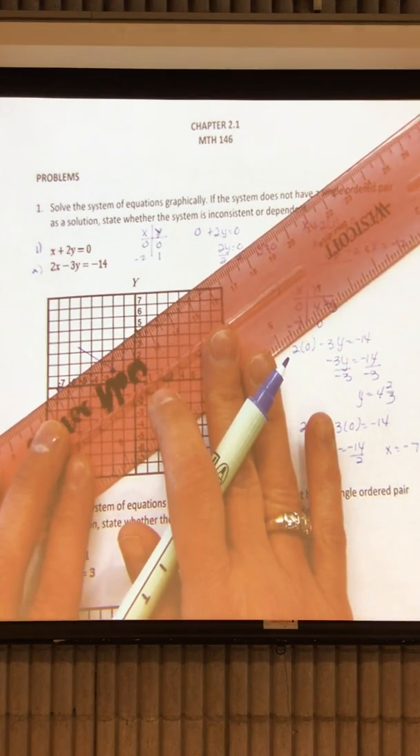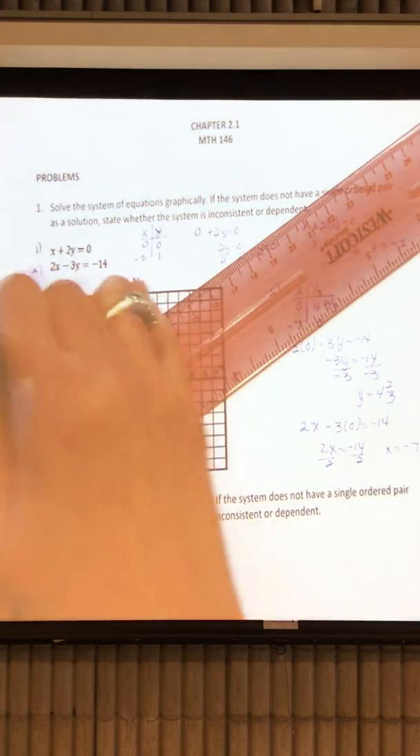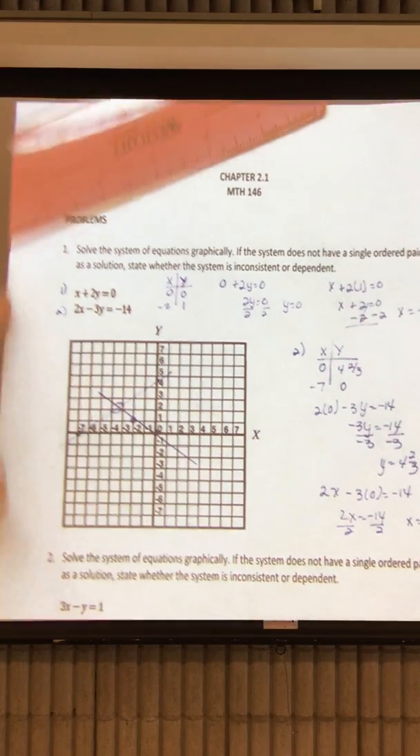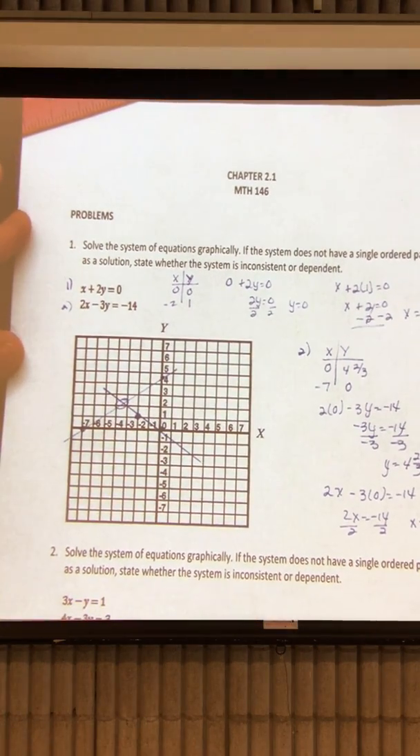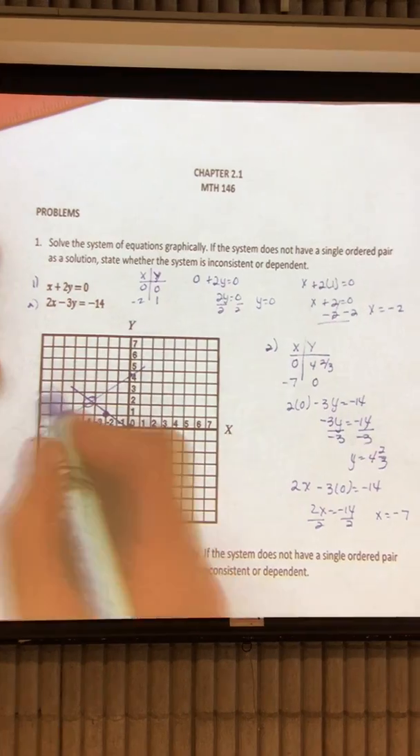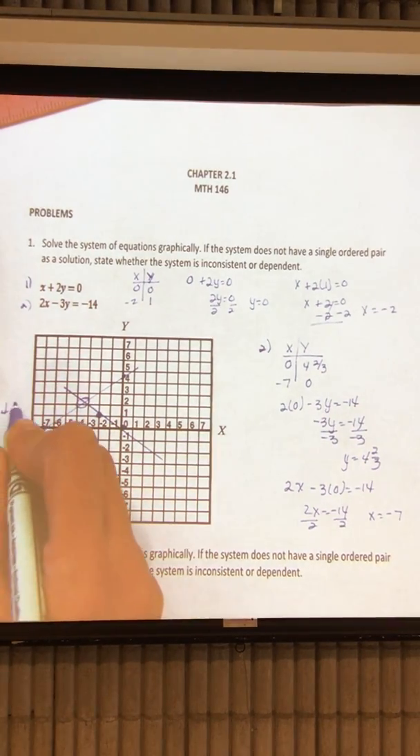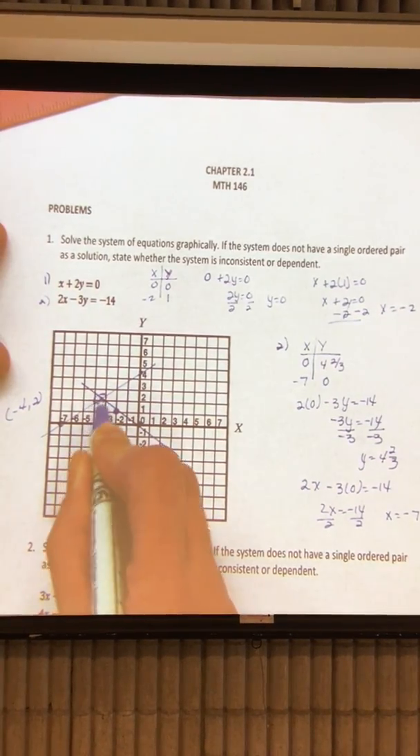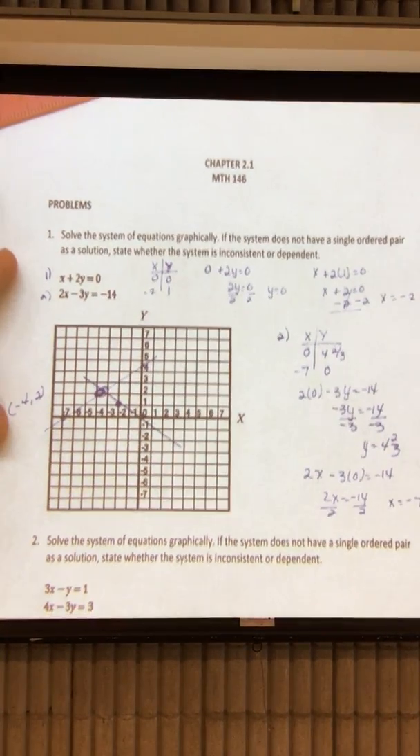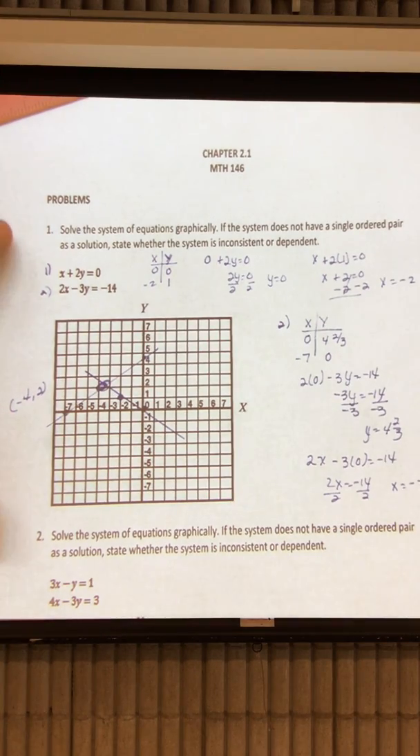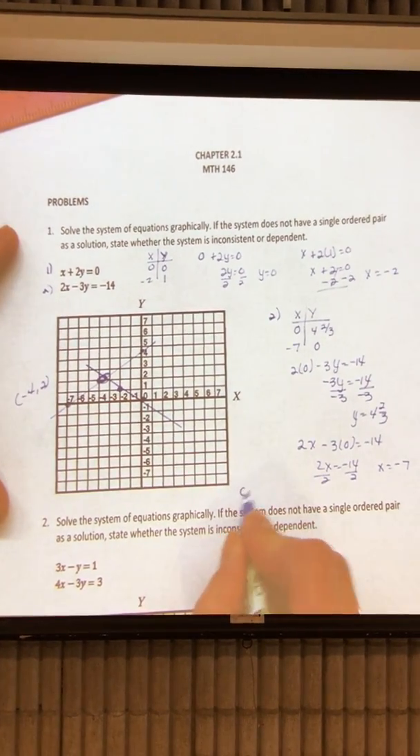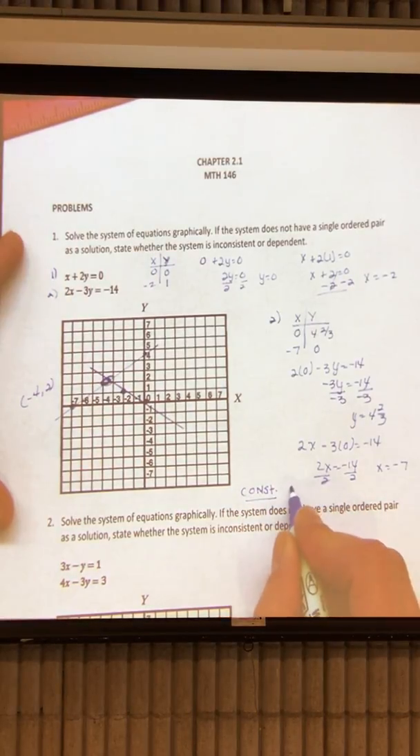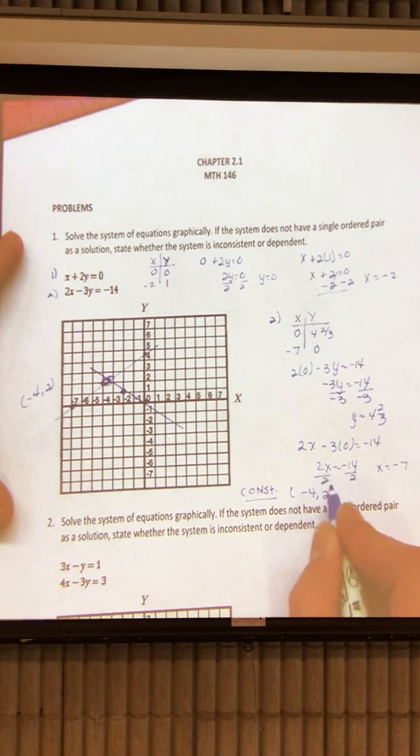And they intersect about here. And that point of intersection is (-4, 2). So (-4, 2) is where they intersect right there. So if there's a point of intersection, which means the system is consistent. And the solution is (-4, 2).